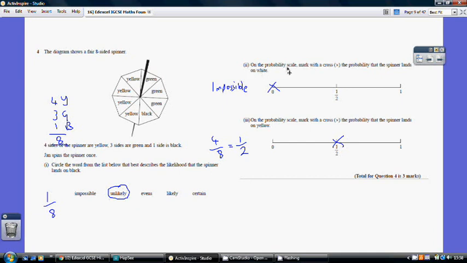Part 2, on the probability scale, mark with a cross the probability the spinner lands on a white. Well, it can't land on a white. There aren't any whites. So that's impossible. So that's a probability of 0.